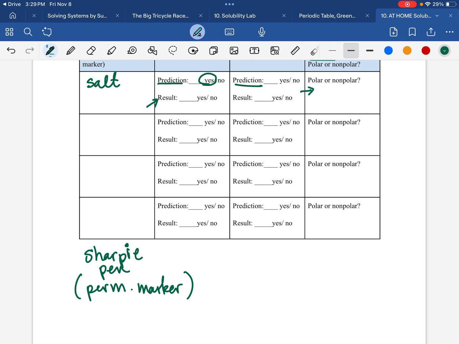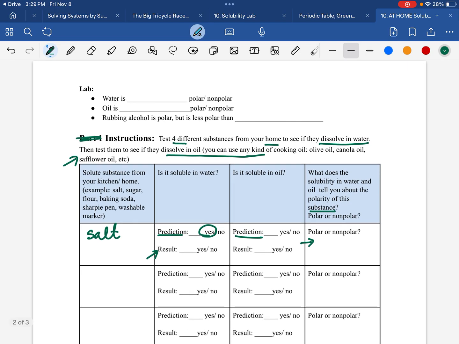And then you can also try dissolving it with rubbing alcohol. See, does the rubbing alcohol dissolve the Sharpie pen? So bonus, if you have a Sharpie pen, that can be one of the things you try, or it can be an extra thing. It's a fun one.